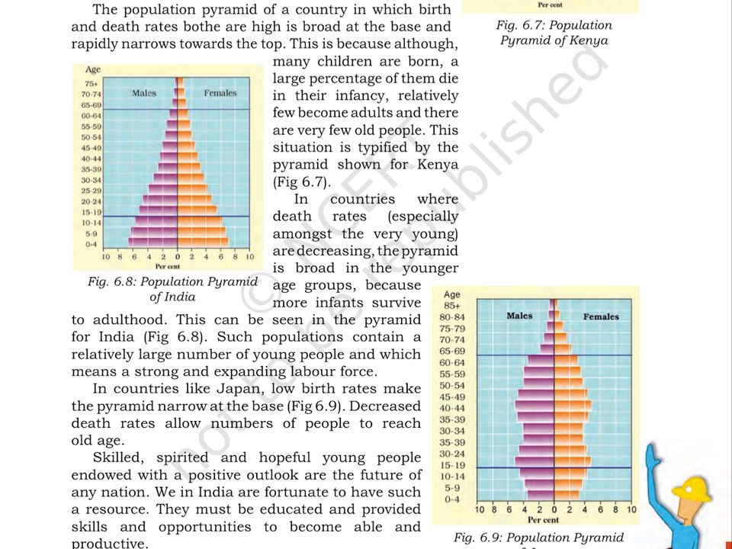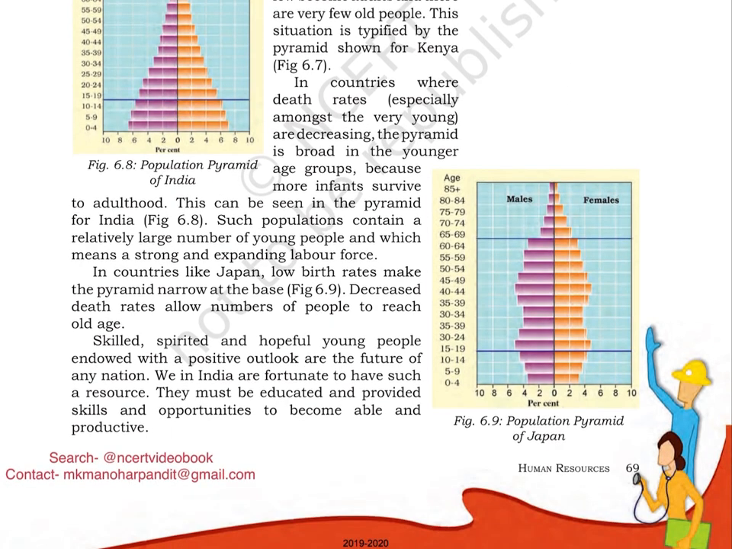In countries like Japan, low birth rates make the pyramid narrow at the base, which is given in figure 6.9. Decreased death rates allow numbers of people to reach old age. Skilled, spirited, and hopeful young people endowed with a positive outlook are the future of any nation. We in India are fortunate to have such a resource. They must be educated and provided skills and opportunities to become able and productive. At the bottom right side of page number 69, there is figure number 6.9. In this figure, there is an image of population pyramid of Japan.